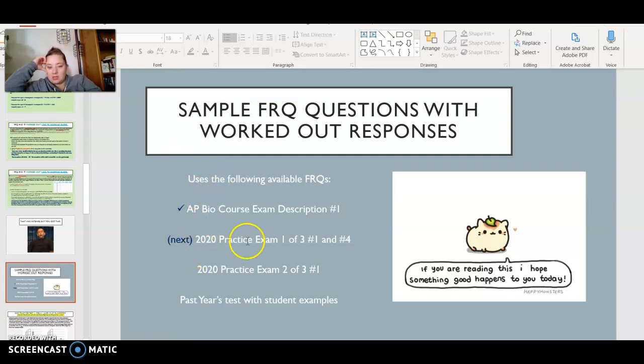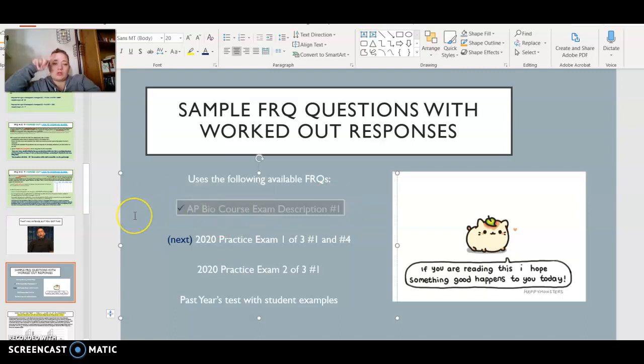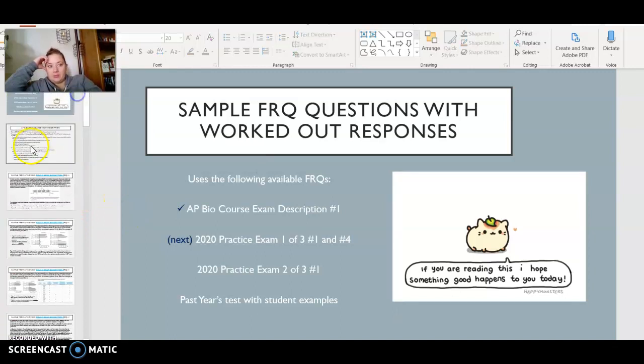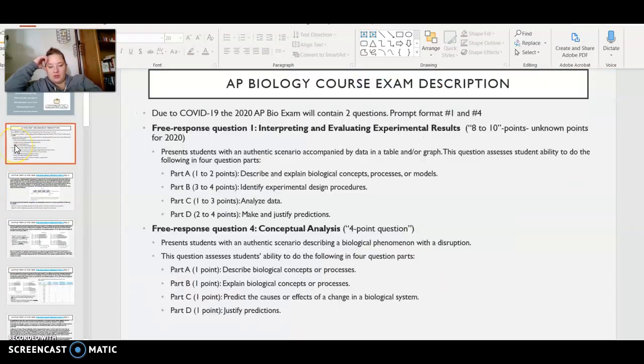That one's done. This is the next one from the AP Bio practice exam number 1 for this year. I do 1 and 4. Then from number 2, I'll do number 1, and then I'll put in some past student work. So for right now, this question from the AP Bio course exam description, question number 1, is the only one that I'm going to talk about in this video. I'll still post the PowerPoint as it is for right now. I'll post the video as well, and then as I update deeper into the PowerPoint, I'll update the PowerPoint and then add another video link for the next question, so this won't be an endless video feed or endless PowerPoint.